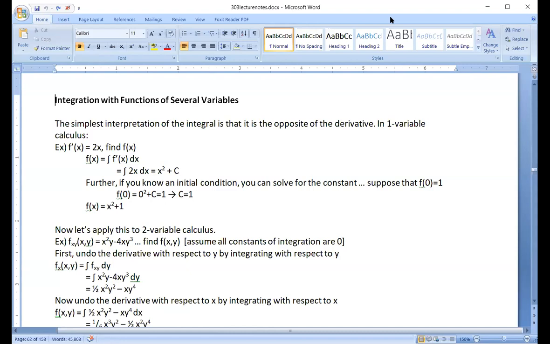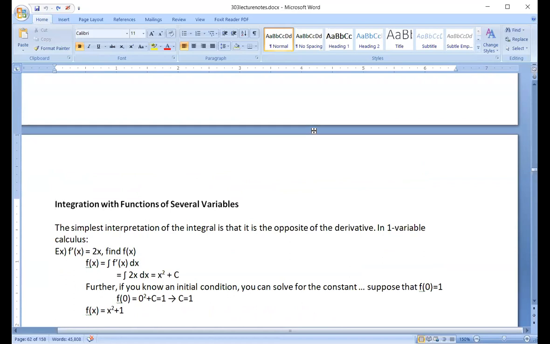Okay, so let's talk about integration for our functions of several variables. So first, let's take a step back to single variable calculus. So what is integration? The simplest interpretation is just as the opposite of the derivative.